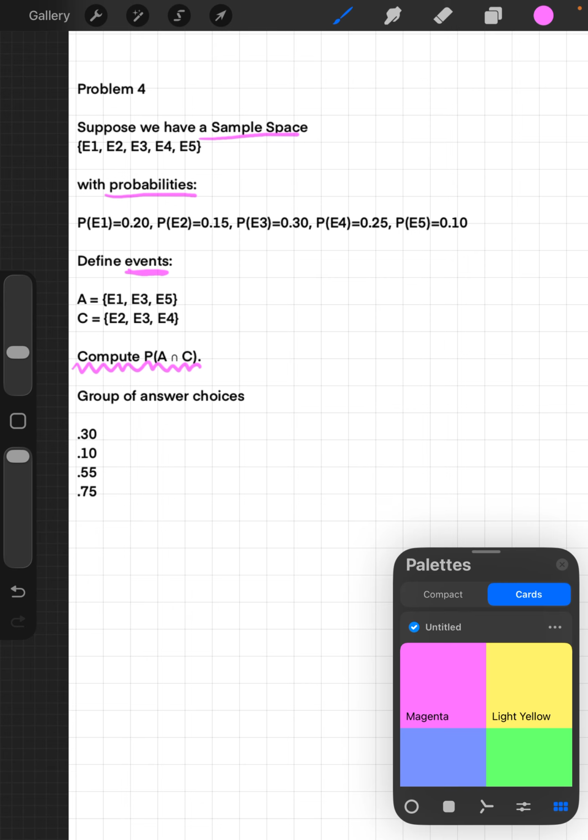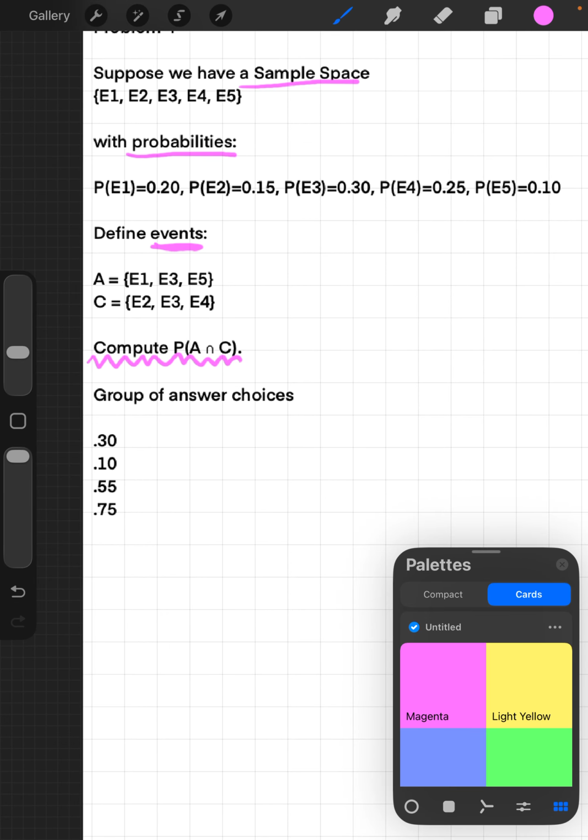Okay, so first we're gonna find the common element. So if I look right here, the only thing I see is the 3. So our common element is equal to E3. So what is E3? E3 is 0.30.